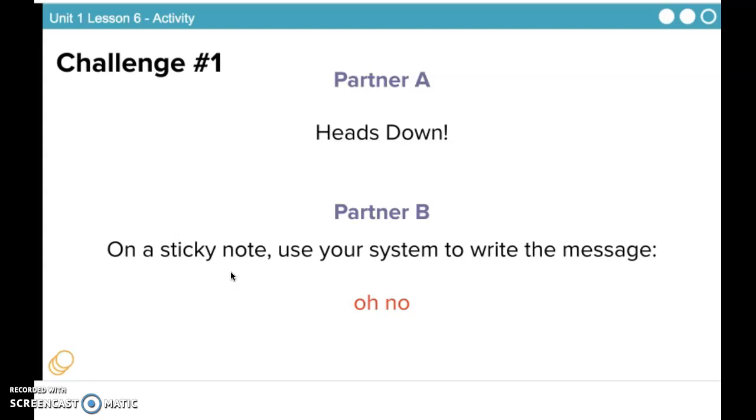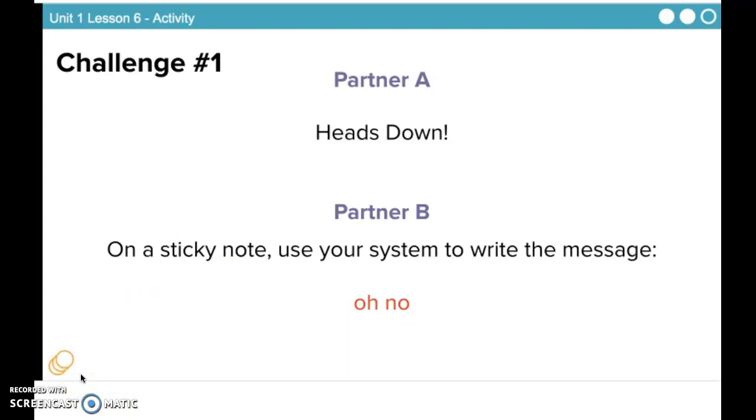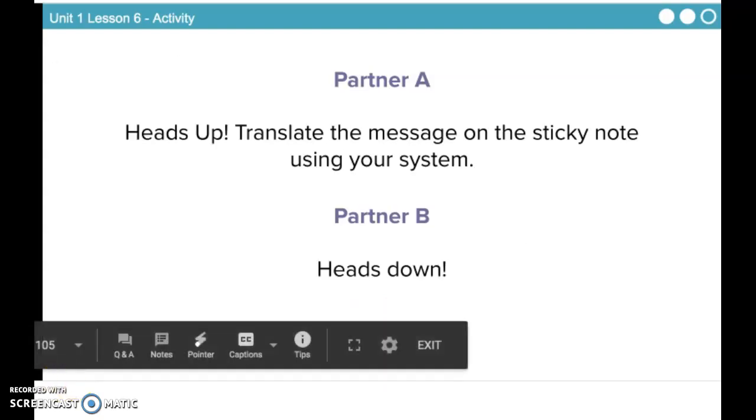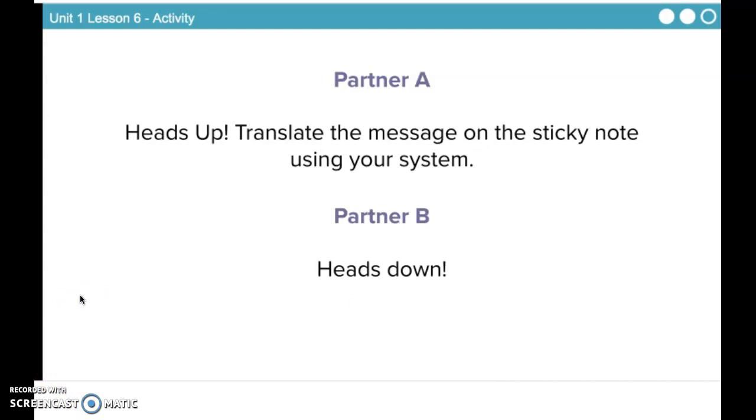Hit pause on this video. See, partner B, if you can use the system that you created. And after you've written on a sticky note, or maybe in the chat, however you want to communicate with your partner, it's probably best to write it on a piece of paper and hold it up. But once you've done that, hold on, put your head up. All right, and you're going to translate the message on the sticky note, partner A. Hopefully the sticky note's being held up and you're using your system to translate it.